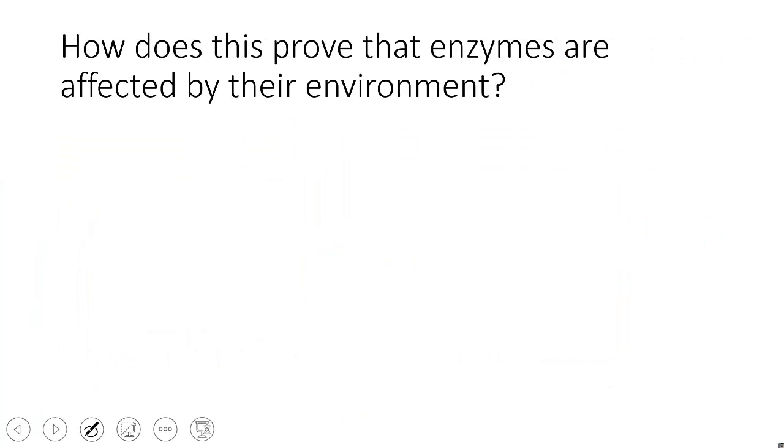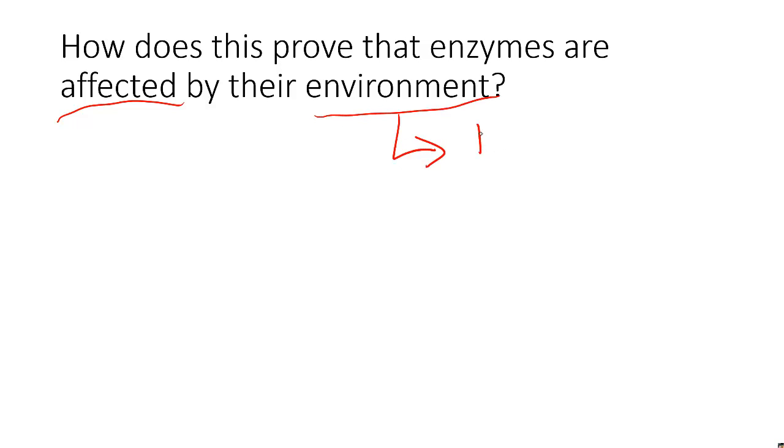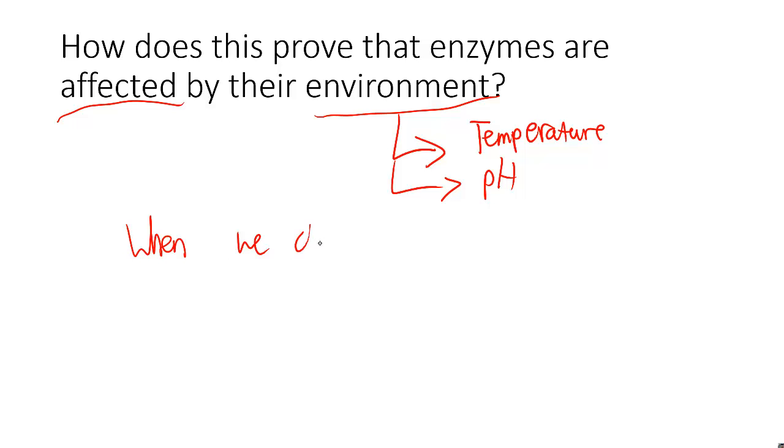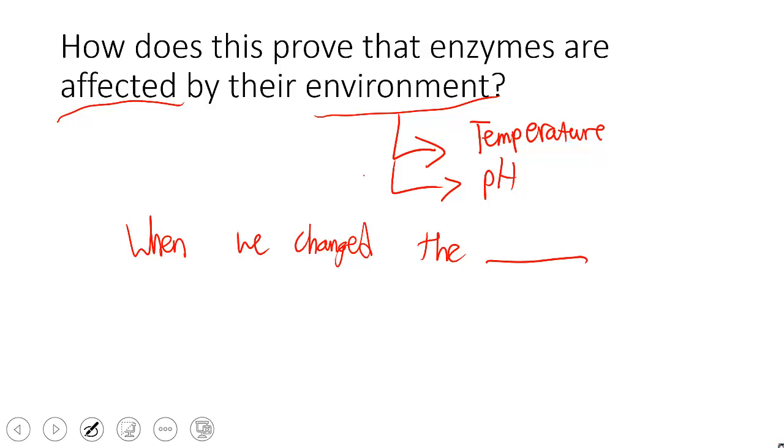So how does this prove that enzymes are affected by their environment? Well, the environment is two things, right? We did temperature and we did pH. When we changed the temperature and pH, we changed how well the enzyme worked. So when we changed the temperature or pH, right? You could put either one, blank. Temperature and pH.